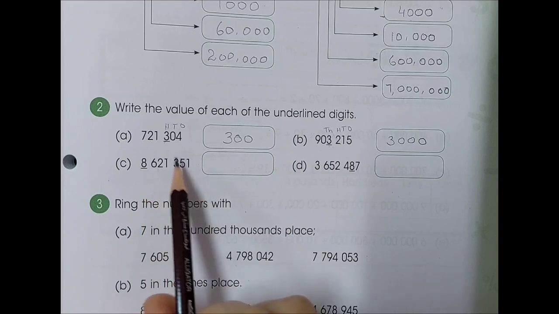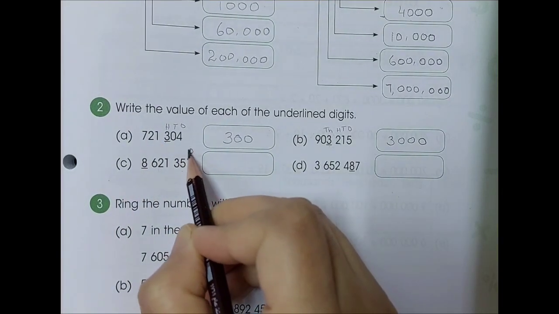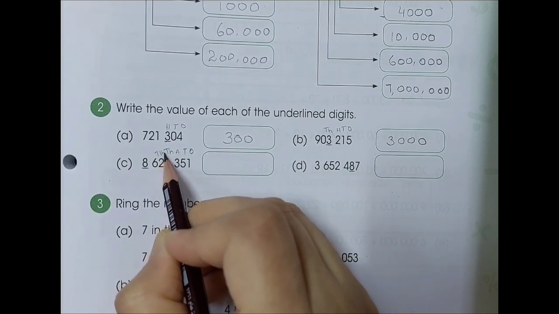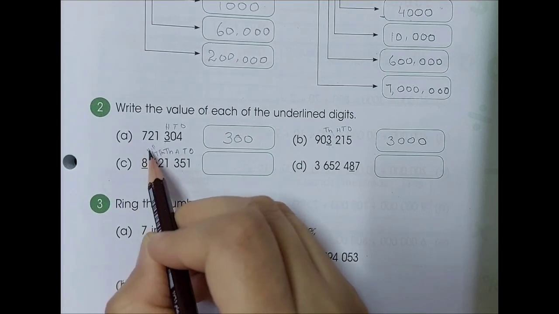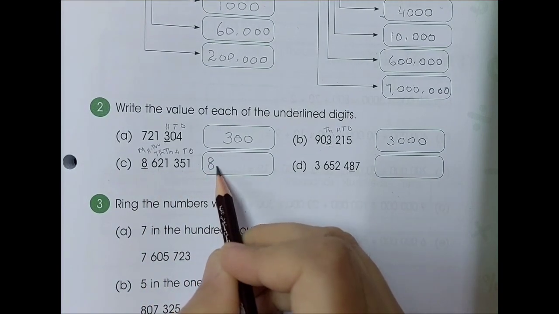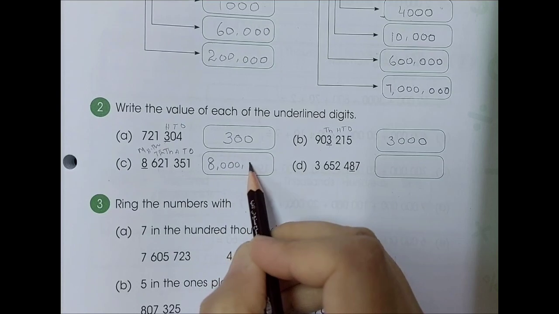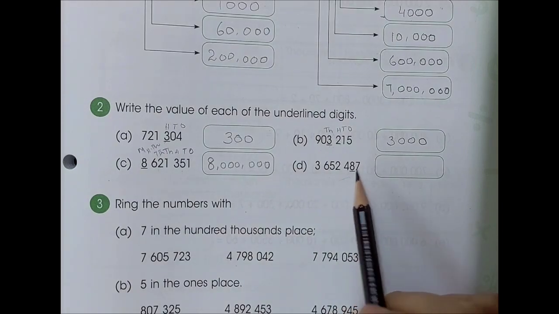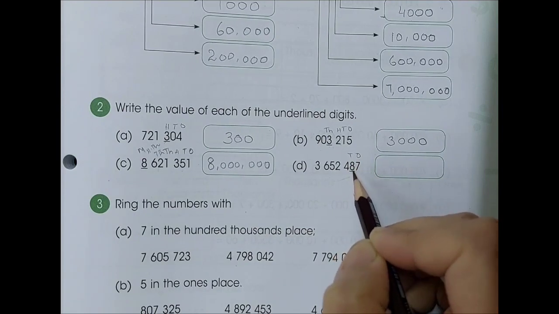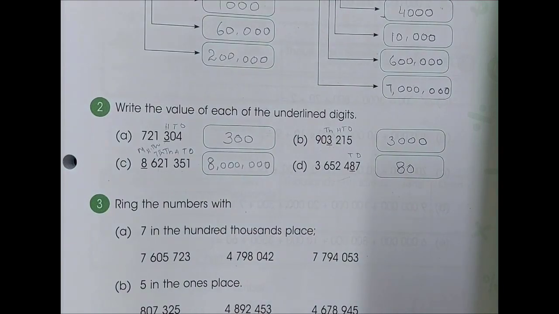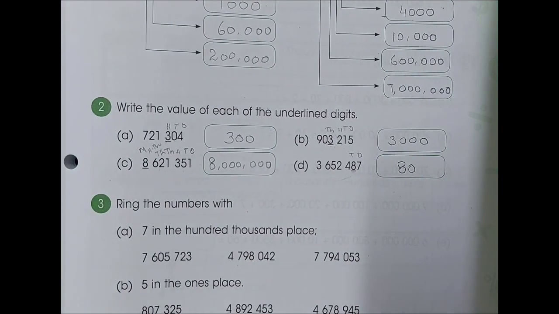Okay, now see. In C the number is given. Again we will write ones, tens, 100, 1000, 10,000, 100,000 and then million. So it will become 8 million, so 8 and then 6 zeros will come here. Now D part. In D part the underlined number is 8. Let's start: ones, tens. We have to stop here. 8 tens mean 80. This is how we have to place the value of the underlined digits.